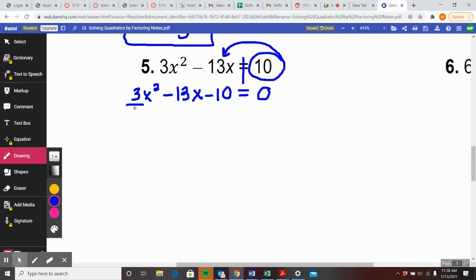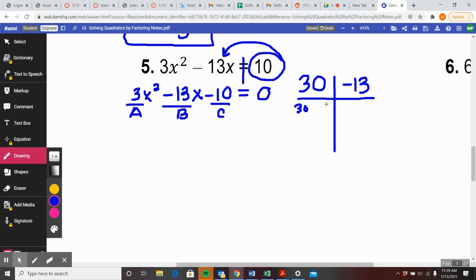Okay. A, B, and C. Draw your T-chart. What's A times C? Yeah, 30. It is technically negative 30, but you don't have to worry about the negative. What's your B? Negative 13. So let's factor 30. We got 30 and 1, 15 and 2, 10 and 3, 6 and 5. Okay, that's it.